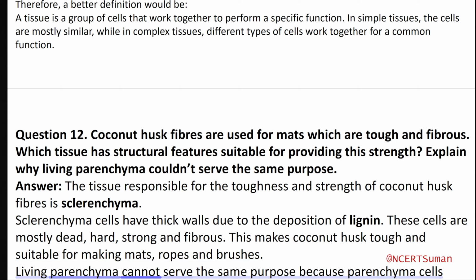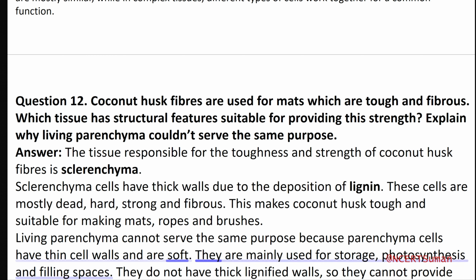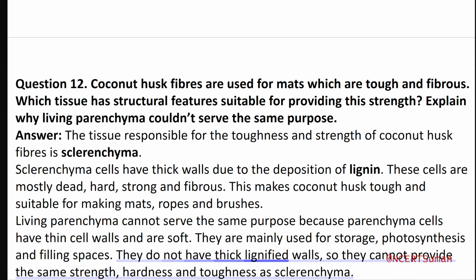Living parenchyma cannot serve the same purpose because parenchyma cells have thin cell walls and are soft. They are mainly used for storage, photosynthesis, and filling spaces. They do not have thick lignified walls, so they cannot provide the same strength, hardness, and toughness as sclerenchyma.